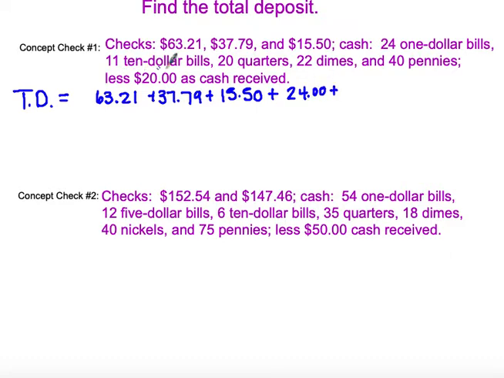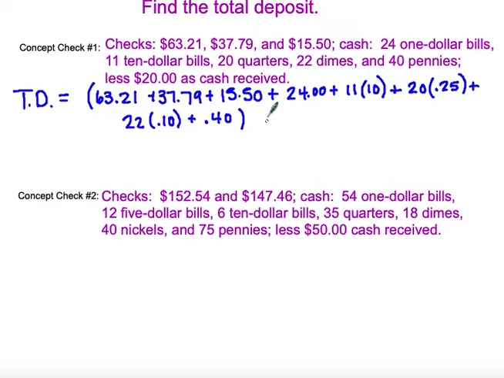We're going to have 11 $10 bills, so that's going to be 11 times 10, or if you want to add right there, $110, plus 20 quarters that we're going to add in, so that's 20 times 0.25, don't forget your decimal there, plus 22 times 10 cents, plus 40 pennies, so 40 pennies is going to be 40 cents. And then at the end of all of that addition, we're going to take out $20. So we want to receive $20 cash back.